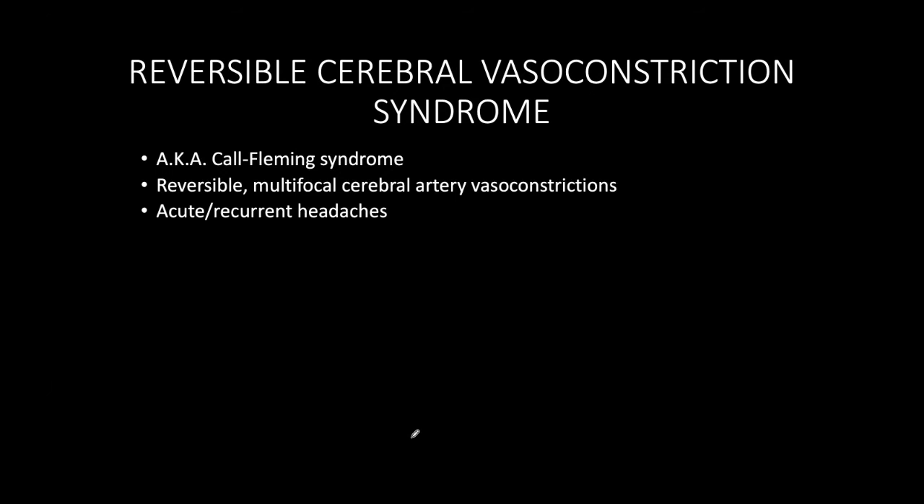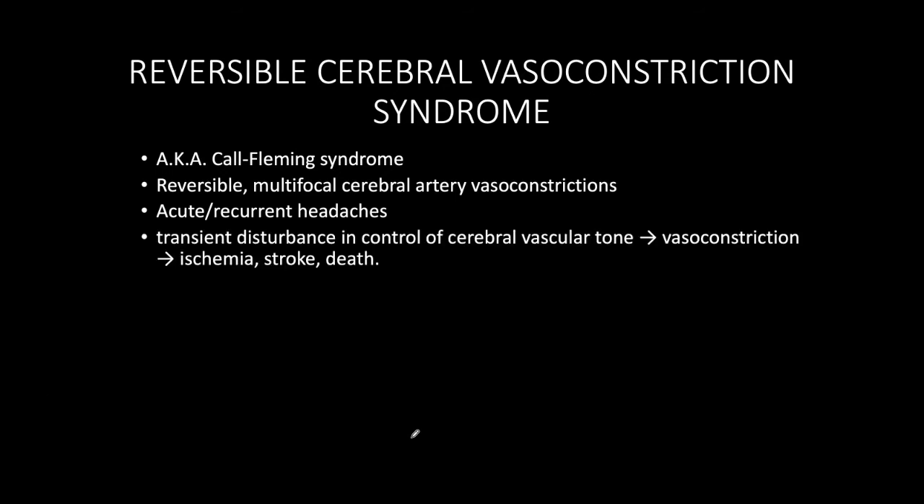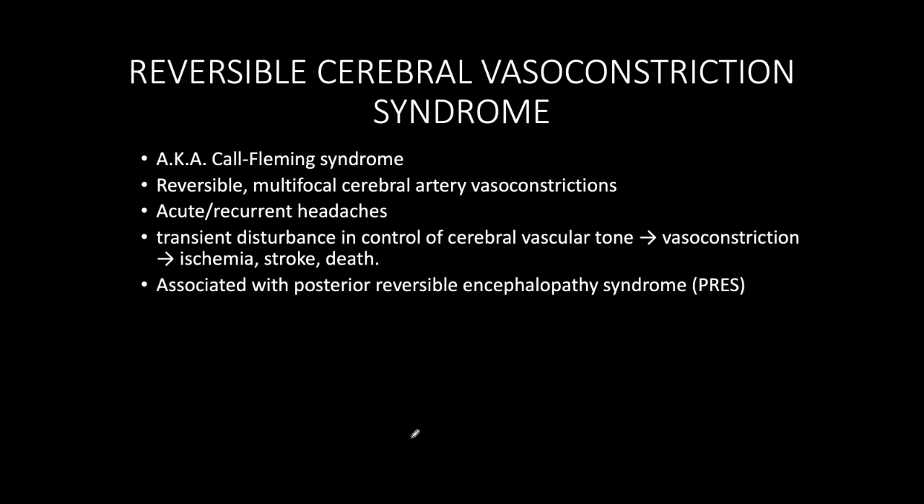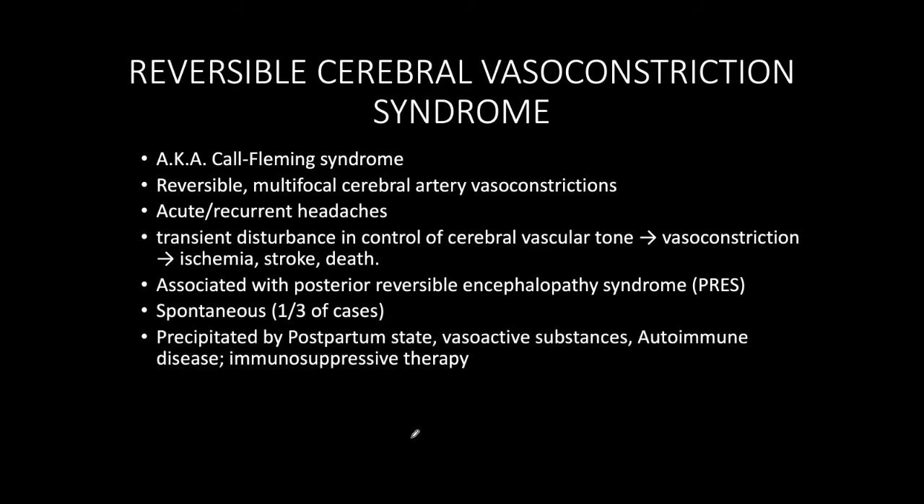It's also called Fleming syndrome. It's multiple cerebral artery vasoconstrictions, basically, and they can cause acute and recurrent headaches. It's caused because of a transient disturbance in the control of the cerebral vascular tone. It causes vasoconstriction, subsequently ischemia, stroke, and death. It's associated with PRES. It can occur in 1/3 of the cases spontaneously. It's precipitated by postpartum vasoactive substances, autoimmune diseases, immunosuppressive therapy. So it's something to keep in mind.